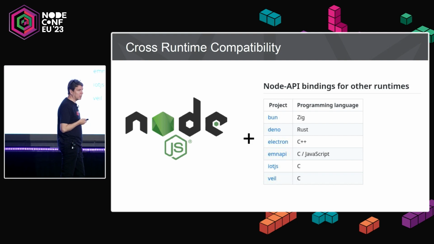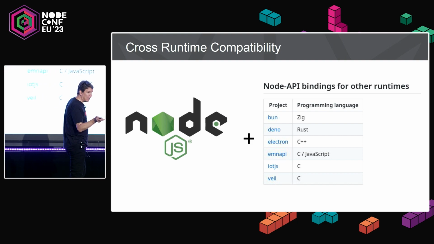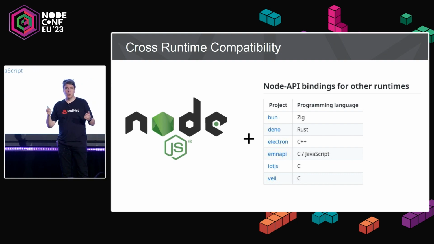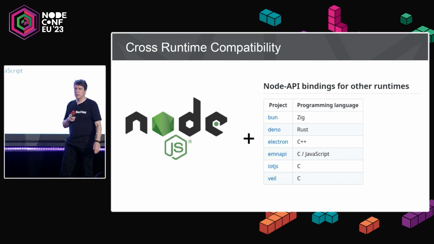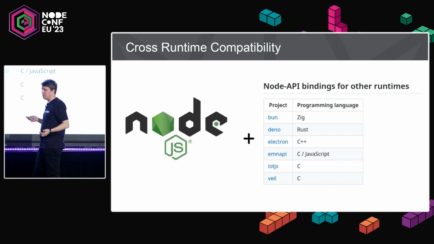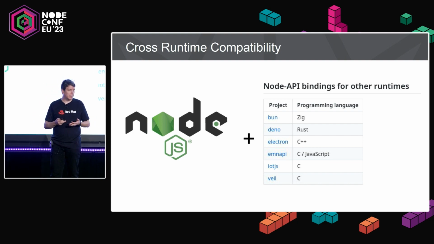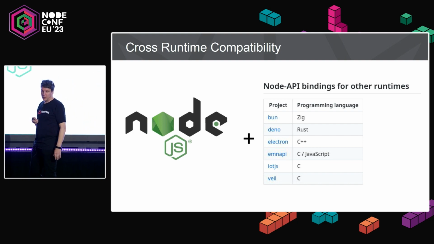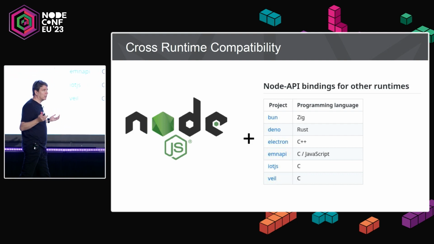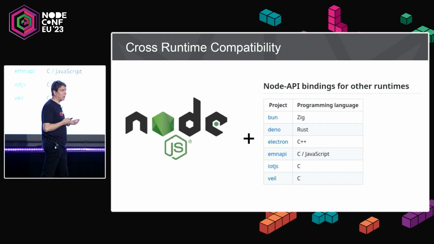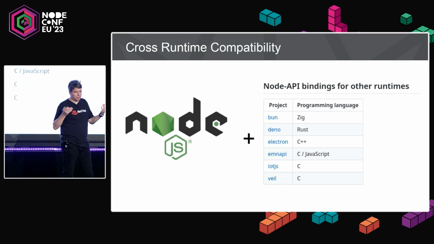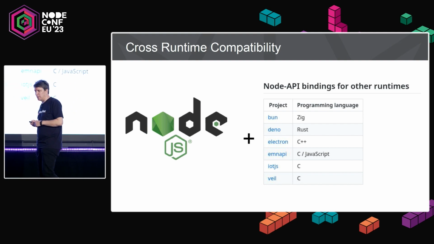So looking at cross-runtime compatibility, we've got a list now on the ABI-stable Node repo that shows the bindings for Node-API and other runtimes that support them. So most of the other runtimes that you've heard mentioned, so Bun, Deno, things like Electron, EMNAPI, IoT.js, and Veil, they've all done some level of compatibility with Node-API. And that's so that you can write your add-ons and have them run with the other runtimes as well.